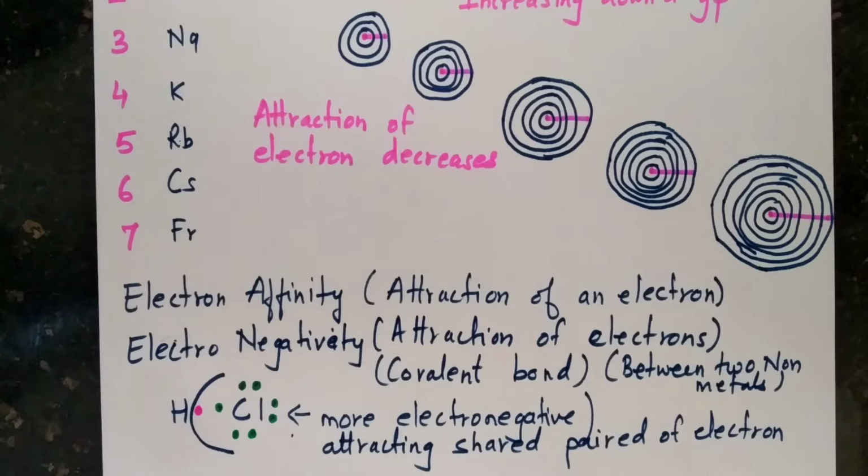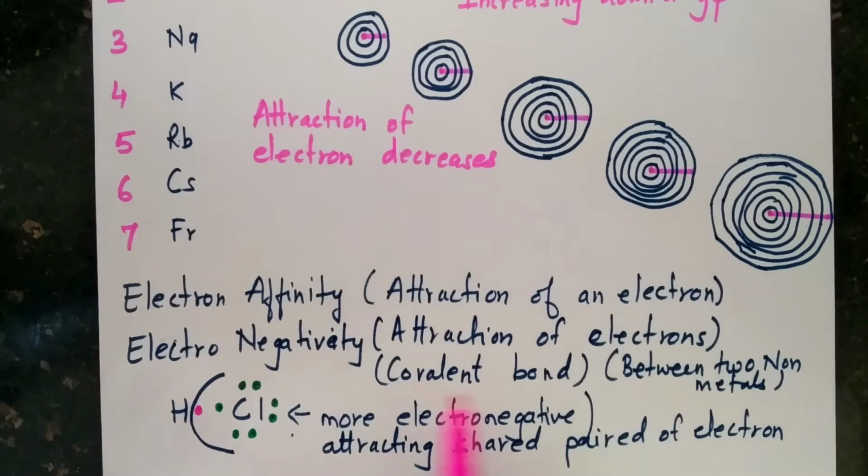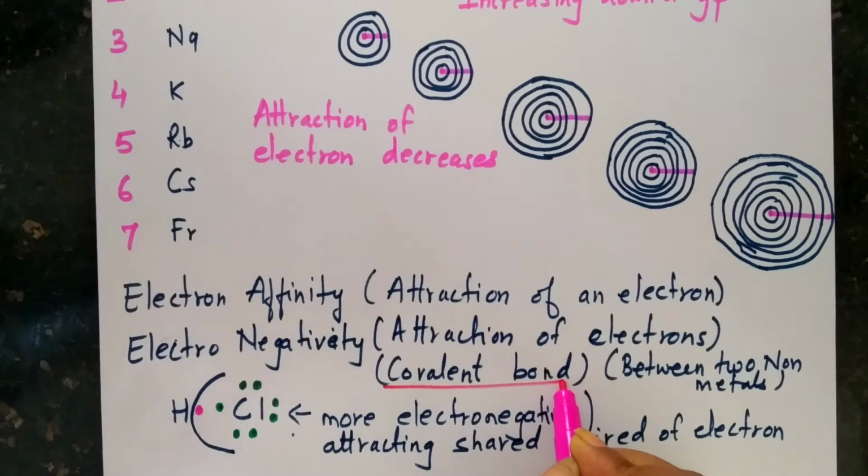So electronegativity is the attraction of electrons, but in a covalent bond. A covalent bond is between two nonmetals.